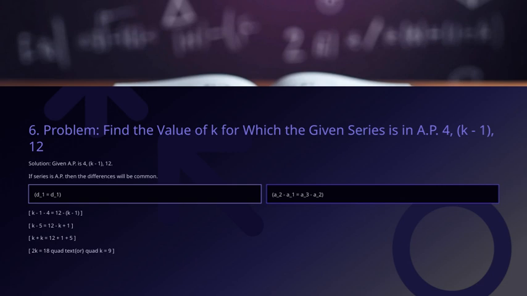We also see the notation d1 equals d2, emphasizing that for an arithmetic series, the differences are equal throughout. Finally, the series given is 4, k, and 12. To determine whether this series forms an arithmetic progression, we need to find the value of k that makes the differences equal. And from our calculations, that value is k equals 9. This problem highlights how understanding the common difference helps us identify whether a series is an arithmetic progression, and solving these equations confirms the value of k needed for that.